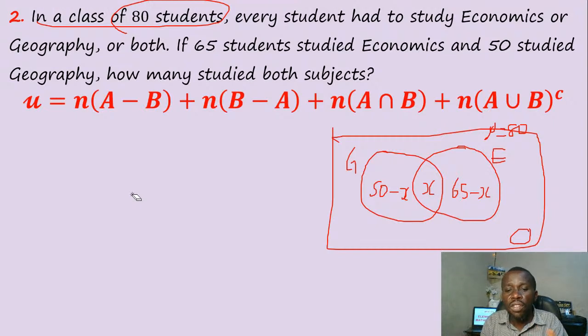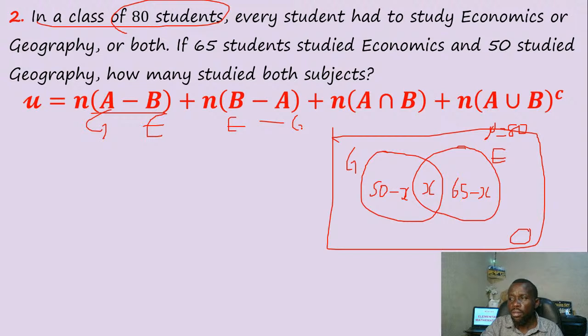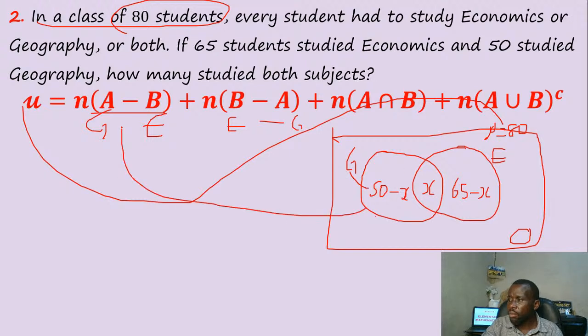Now, based on the formula, that's why I'm giving you this formula, you need to memorize it. But remember that instead of A and B in this formula, it becomes G and E, right? This U is the union, which is this 80. This 50 is G minus E, and this is E minus G. This X here is the intersection. And this 0 here, because we are not told that none. Maybe another question will mention that.